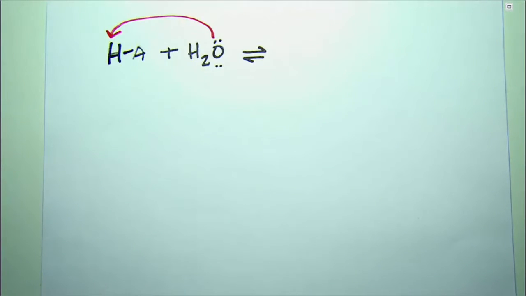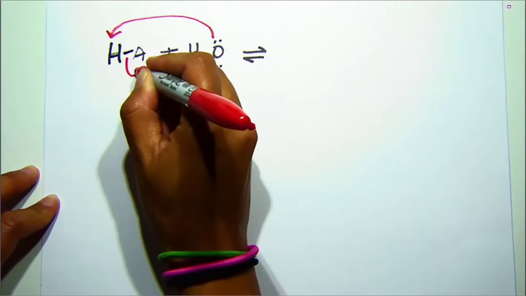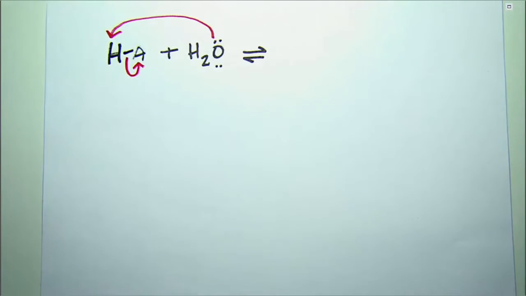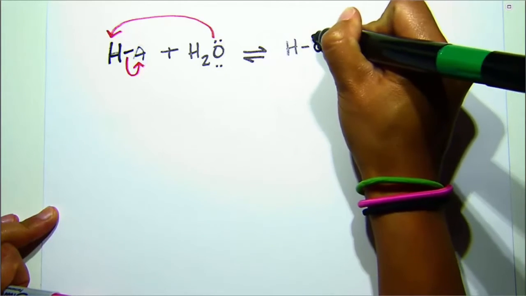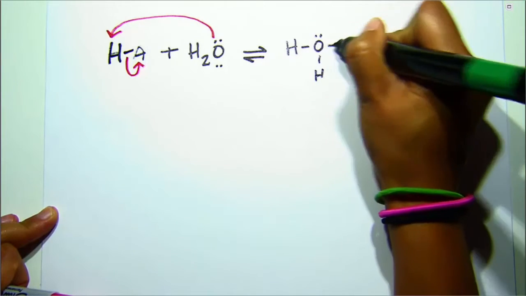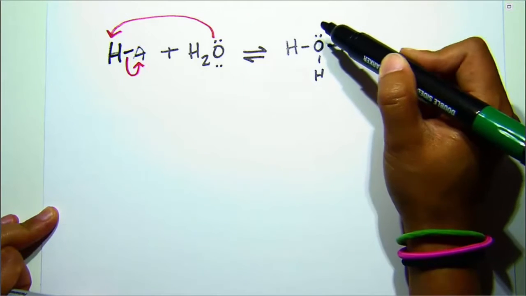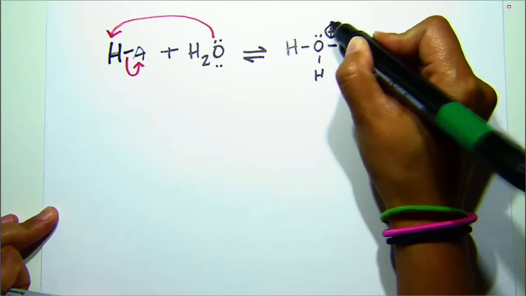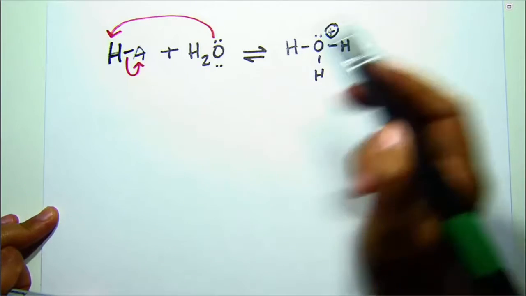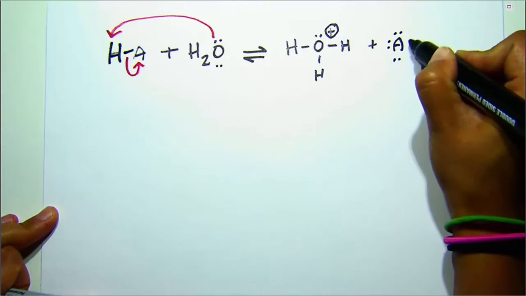This is actually attacking an unfilled sigma star of the HA. And then we're going to break the HA sigma bonds, moving the electrons onto A. And so in this case, we form in water what's called a hydronium ion. You guys should be thinking about the formal charge here on the oxygen. It's going to be 1, 2, 3, 4, 5. So 6 minus 5 is plus 1. And then because A now has an extra lone pair of electrons, it's going to be A minus.